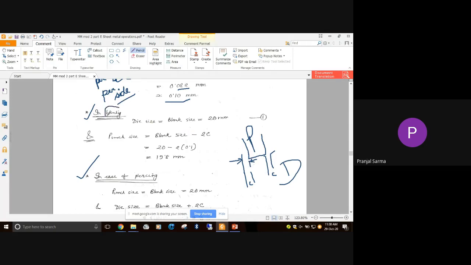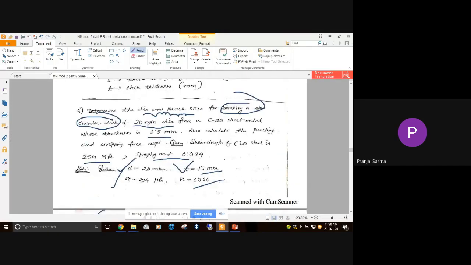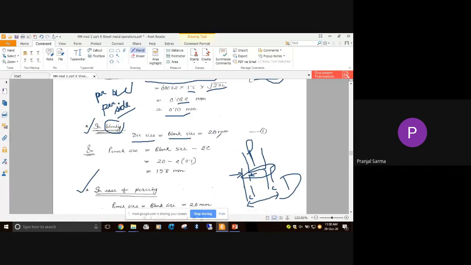Now if it is a blanking operation, how are they related? In case of blanking operation, the die size itself is equal to the blank size. So this is the die size, equal to the blank size that we are going to get. The diameter of the blank is given as 20 mm, so die size equals blank size equals 20 millimeter. And what about the punch size? In blanking, punch size is equal to the blank size minus twice the clearance, since the clearance is per side and there is clearance on both sides, so minus 2c. Considering the approximated value of 0.1 millimeter, we get 20 minus 2 into 0.1.